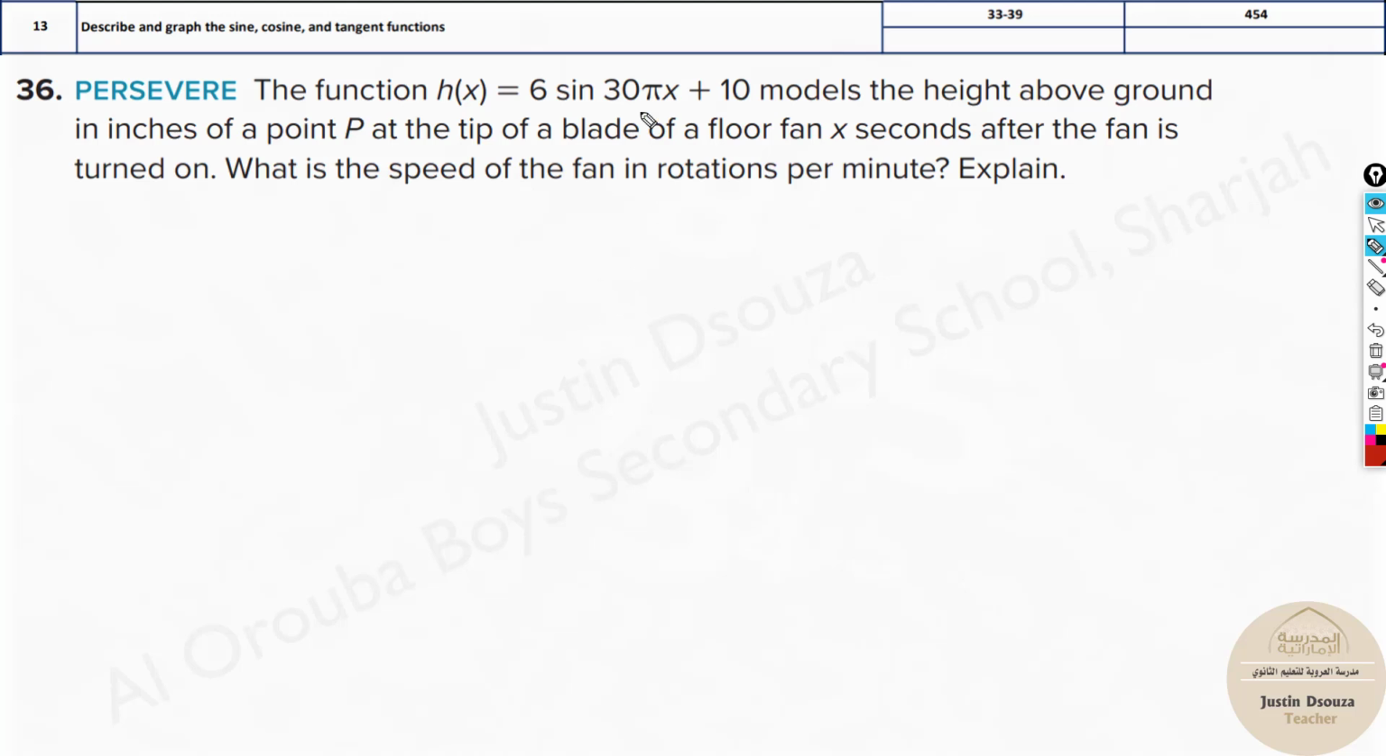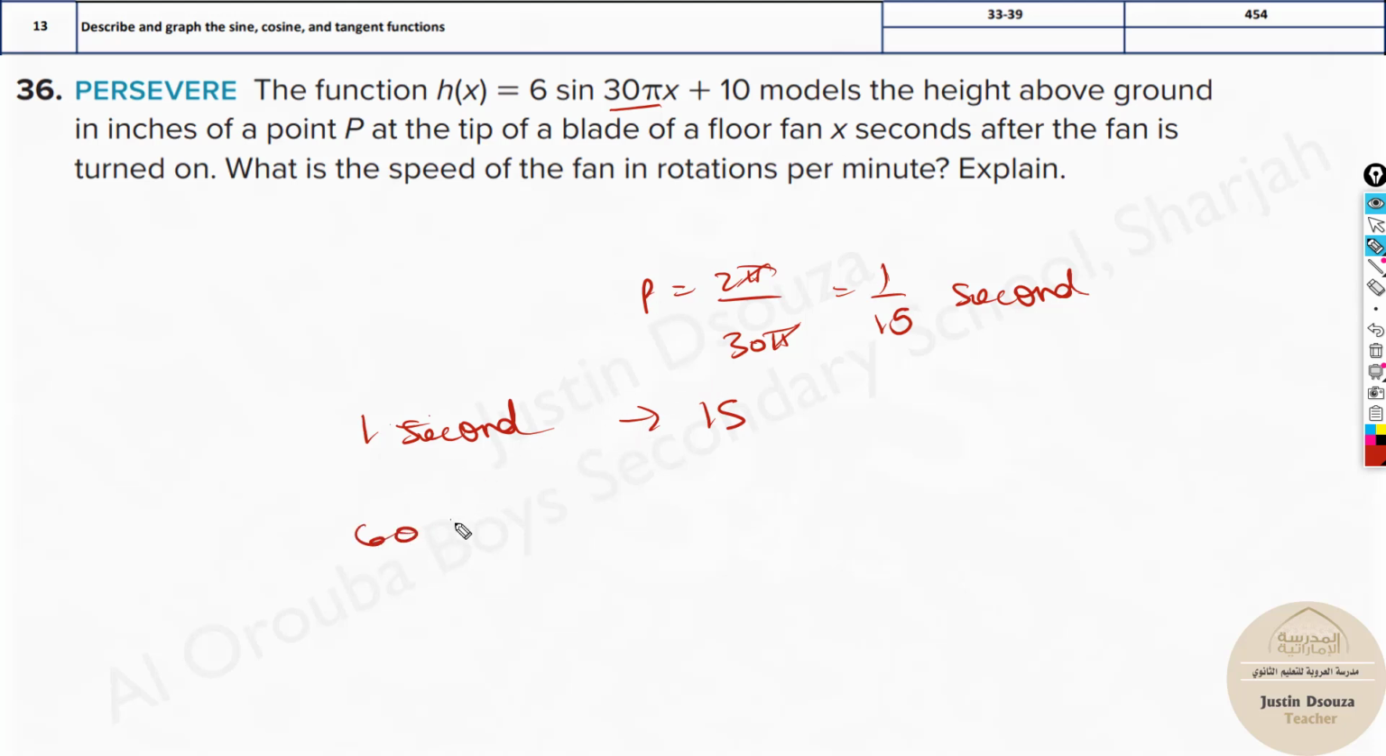What you need to solve is the period. The B value is given. It's 2 pi by B. B is 30 pi. So here this cancels. What is the answer? 1 by 15. Now this is in terms of seconds. 1 by 15. What this means is in 1 second there are 15 complete cycles happening. So 15 times the fan is turning. But this is in 1 second, it is 15 times. But we need 1 minute. So how many seconds are there in a minute? It's 60 seconds.